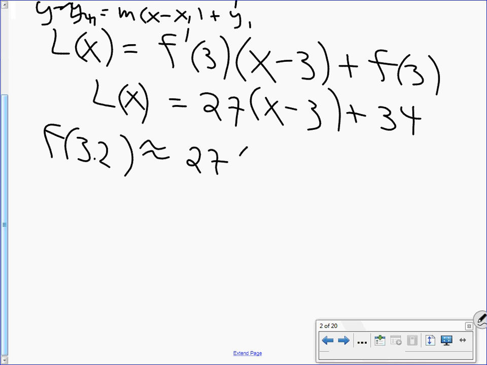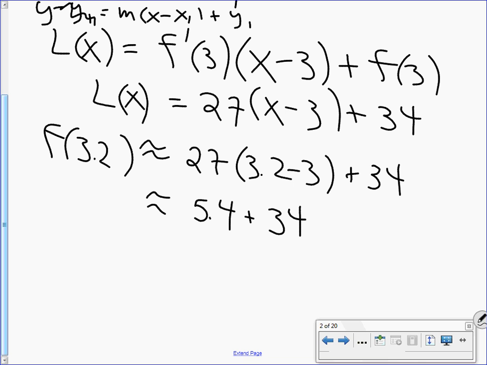So it'll be 27 times, and you don't even need a calculator. Well, a lot of times you don't for these, because you do what's in the parentheses first. What's 3.2 minus 3? 0.2. 0.2 times 27. Like, you know what 2 times 27 is, right? You just move the decimal. Well, 27 times 2 would be 54, so it should be 5.4. So it'll be 5.4 plus 34. Yeah, so it's approximately equal to 39.4.